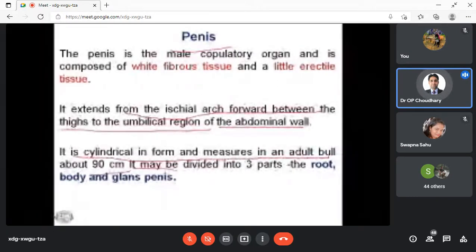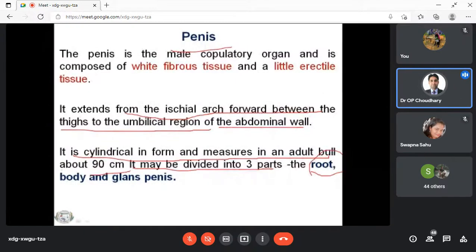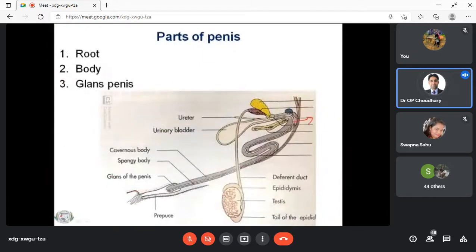It may be divided into 3 parts, that is called as root, body, and the glans penis. So here will be the root. This is the root of the penis, and this whole is called as body of the penis, and this part is called as glans penis. So the penis usually consists of 3 parts, that is root, body, and the prepuce.